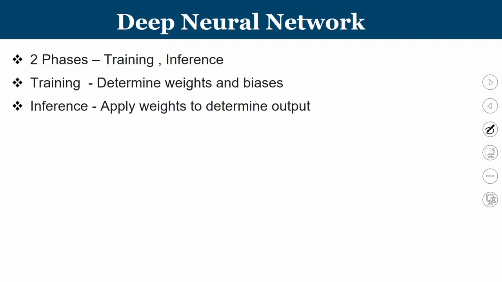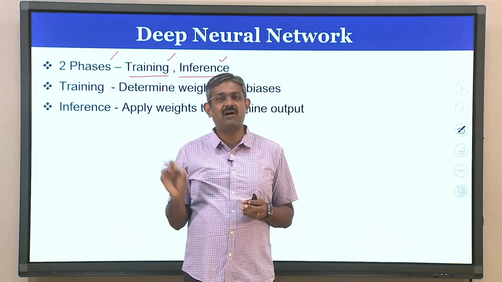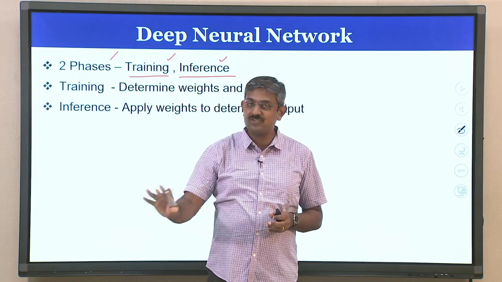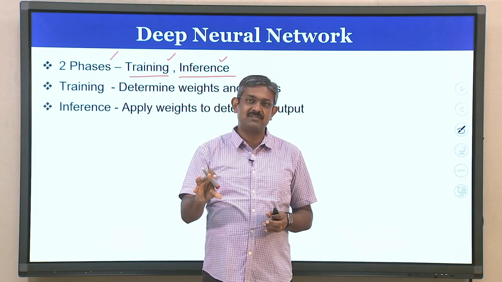Now, any application that you build with the help of a deep neural network has two phases. One is known as the training phase and the other is known as the inference phase. So, what do you do in the training phase? The whole purpose of the training phase is that you have some set of data available with you. In the same case, let's say you have a series of images of cars and you feed them into this.